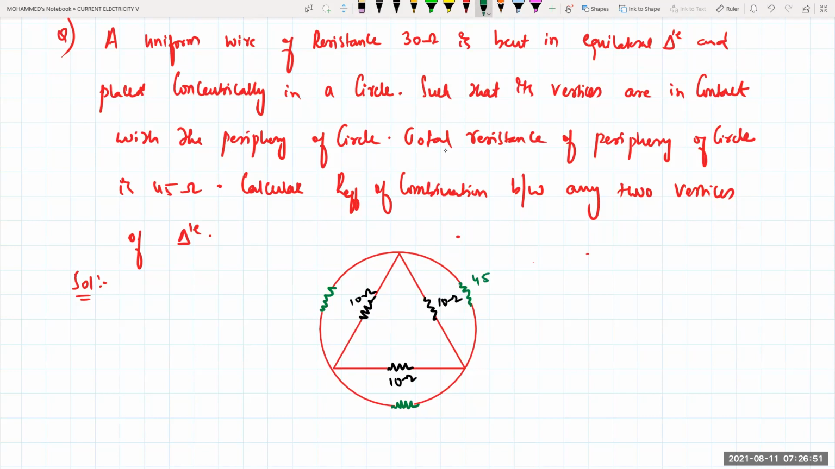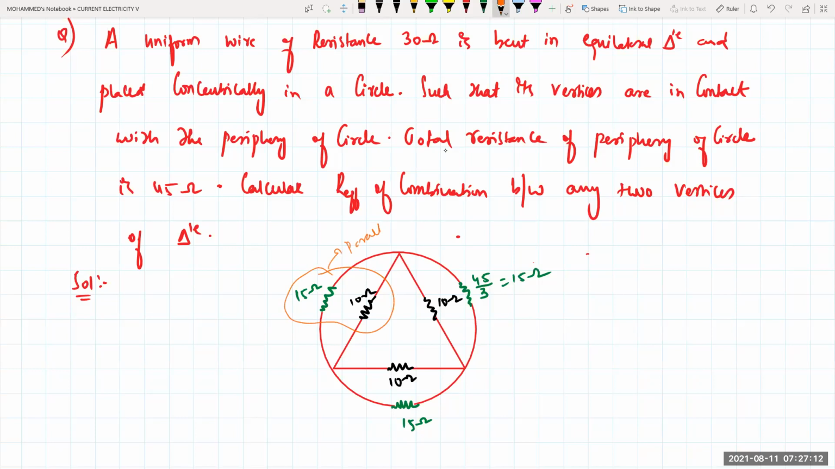Yes, sir. 45, we are dividing that wire into 3 parts. This is how much one? 15 ohms. So this one is also 15 ohms. This one is also 15 ohms. Now if you see very carefully, what you are able to see with these two combinations will be in parallel.